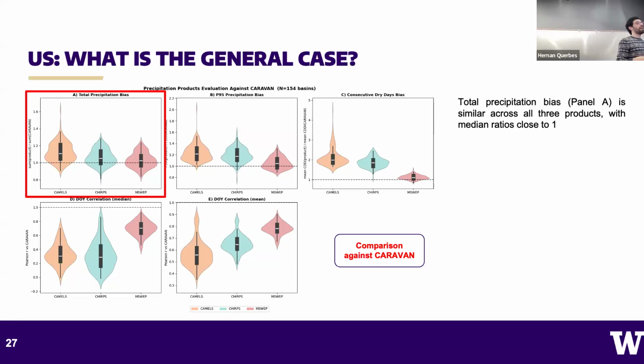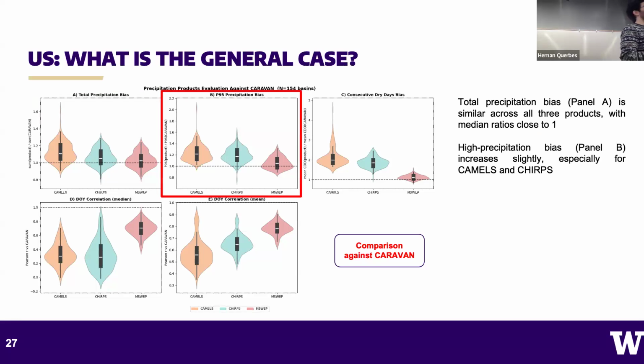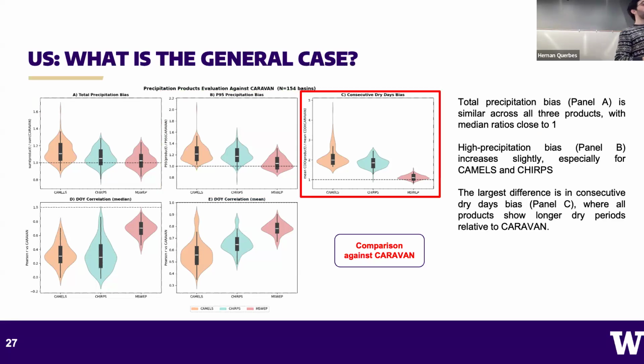We see that the bias of the total precipitation is not that large. This is the same case as for the specific case that we just saw. This is also the case for the higher precipitation values. This is what this figure is showing. But then if we compare the mean length of those dry periods, we see that those periods are longer for the 3 datasets when compared to CARAVAN. This is one thing that is also worth keeping in mind.